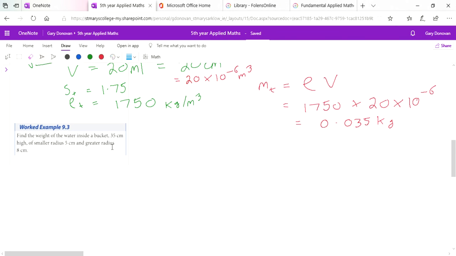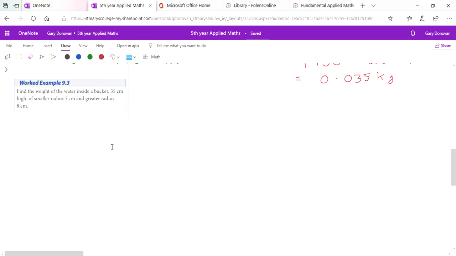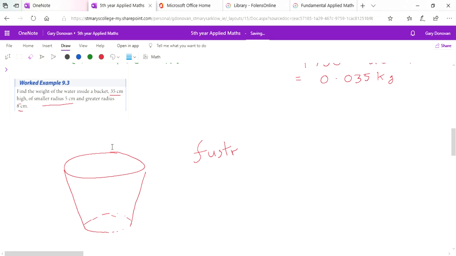Very quickly then, because if the video is too long it won't upload on YouTube, find the weight of water inside a bucket which is 35 centimeters high, has a smaller radius of 5 centimeters and a greater radius of 8 centimeters. So that bucket shape, where you have a larger radius at the top and a smaller radius circle at the bottom, is known as a frustum. It's a shape you've probably come across before, but not too often.